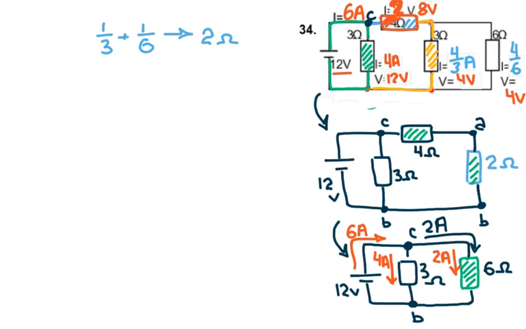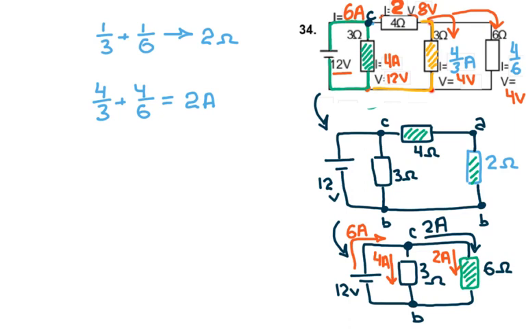2 amps through the 4 ohm resistor. Then they had to split here and here. So that means 4 over 3 plus 4 over 6 should give me 2 amps, the ones that are splitting. So the one that I have right here, this is 2 amps, and those 2 amps have to split.